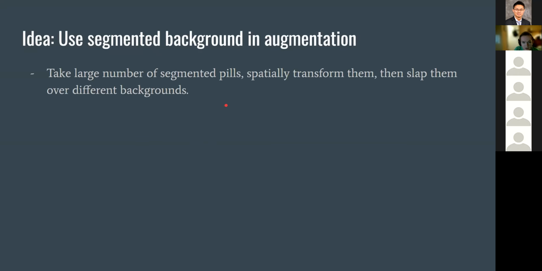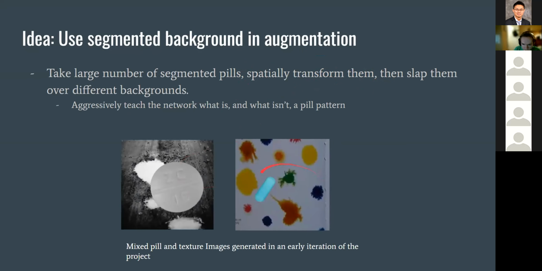One idea I had at the beginning of the semester was I wanted to try some kind of contrastive learning with a synthetic background. The idea here is I want to take a large number of previously segmented pills, do a little bit of regular augmentation, and then slap them over different backgrounds. The rationale for this is I want to aggressively teach the network what is and what isn't a pattern of a pill. So for example, if I have these two images here, we can see that there is a pill here and a pill here. I want to also let the network know that these figures in the background are not important. The way that this is going to happen is the network is going to repeatedly see images that look like this pill, but every time this pill shows up, it'll have a different background.